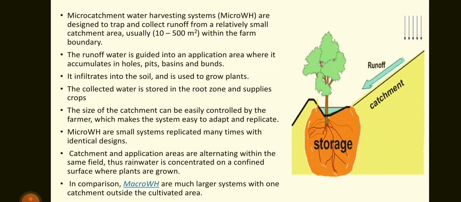The size of the catchment can be easily controlled by the farmers, which makes the system easy to adopt and replicate. So microcatchment water harvesting systems are small systems replicated many times with identical designs. The catchment and the application areas alternate within the same field. Thus the rainwater is concentrated on the confined surface where the plants are grown. In comparison, macrocatchment water harvesting systems are much larger, with one catchment outside the cultivated areas.